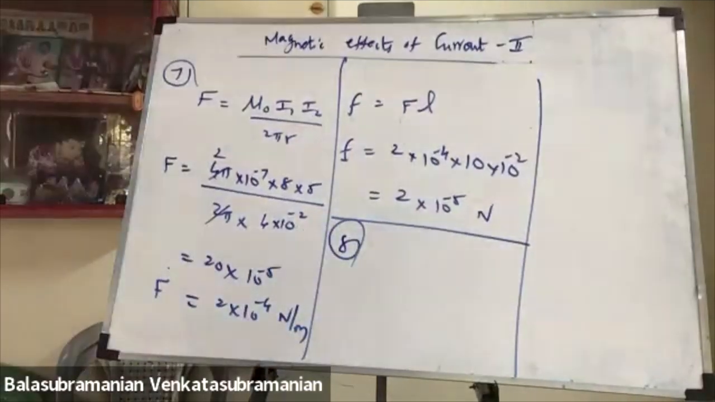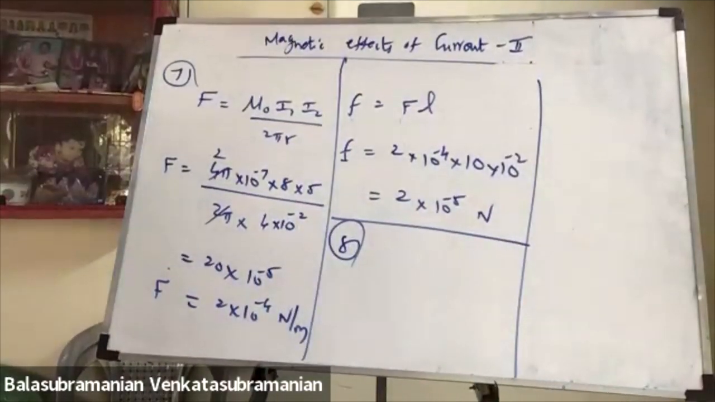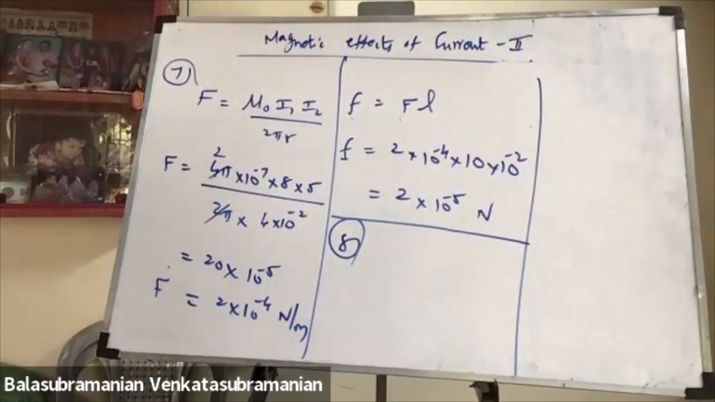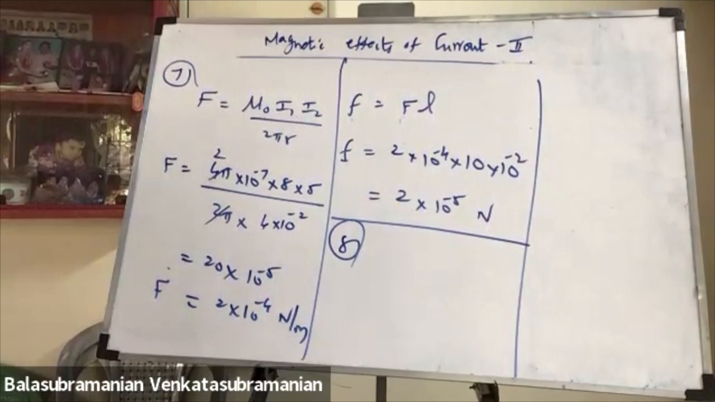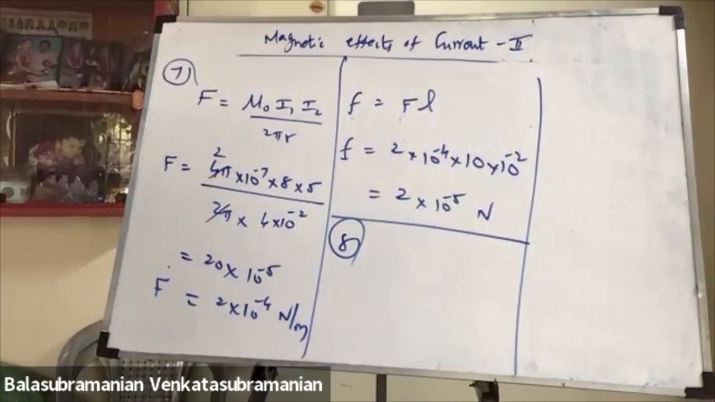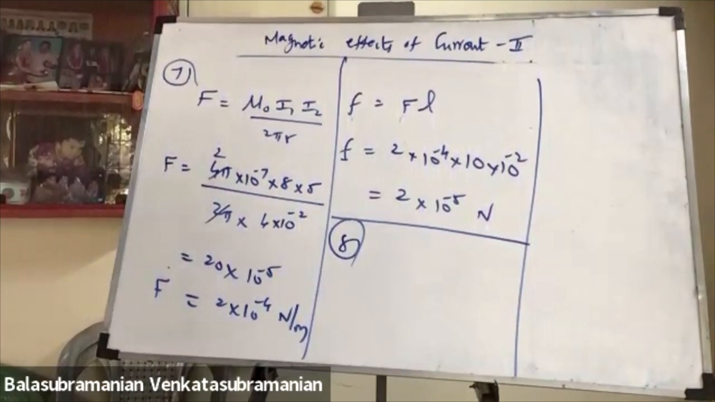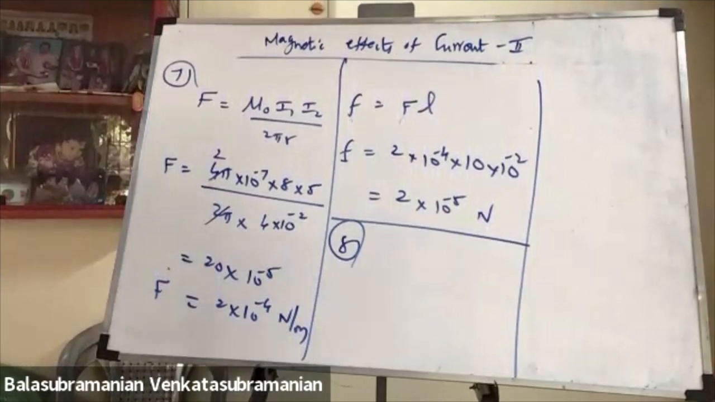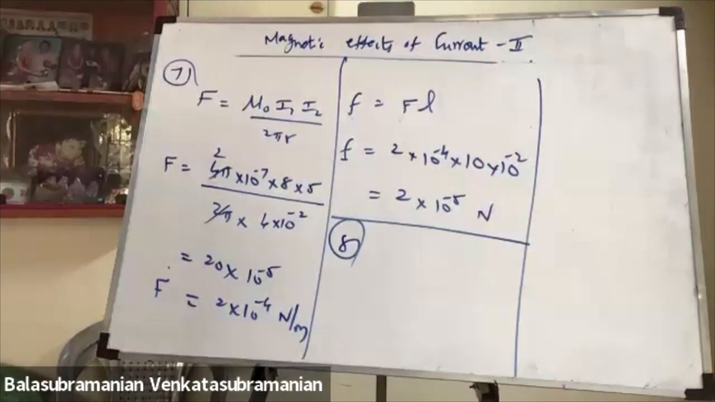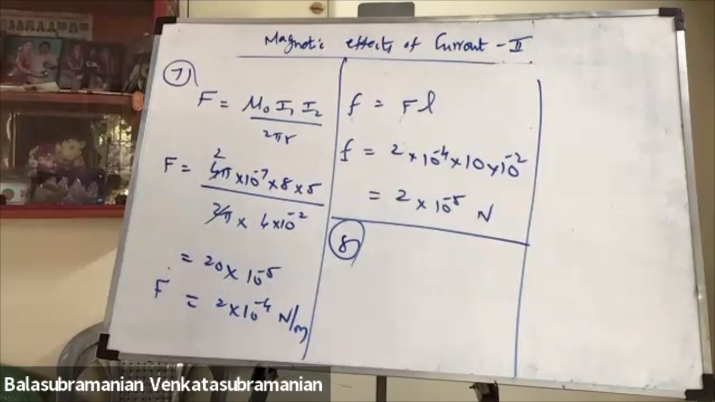Eighth problem. A closely wound solenoid 80 centimeter long has 5 layers of windings of 400 turns each. Diameter of the solenoid is 1.8 centimeter. If the current carried is 8 ampere, estimate the magnitude of B, that is magnetic field, inside the solenoid near its center.